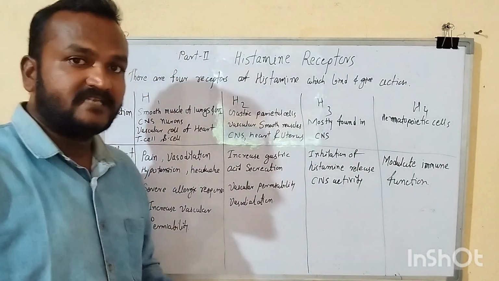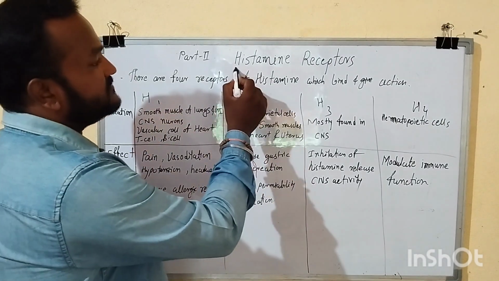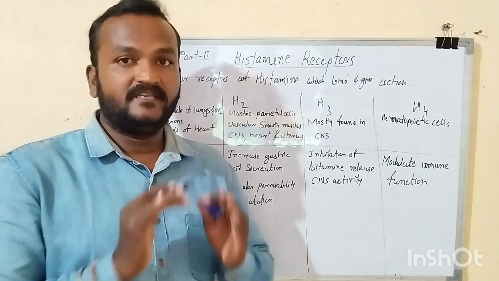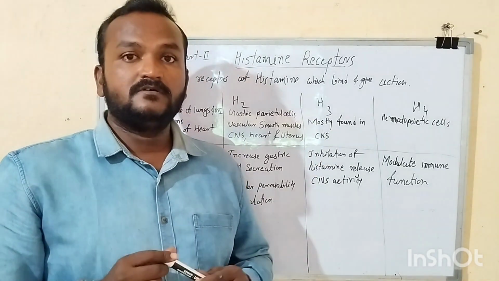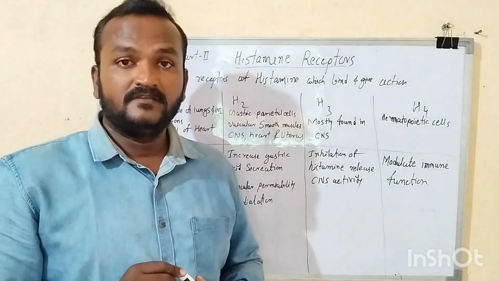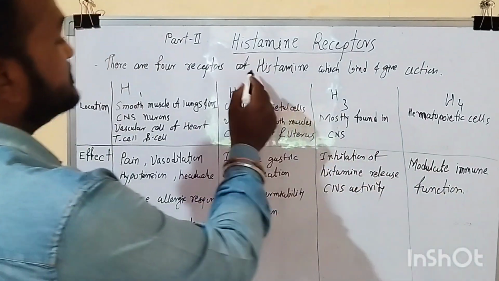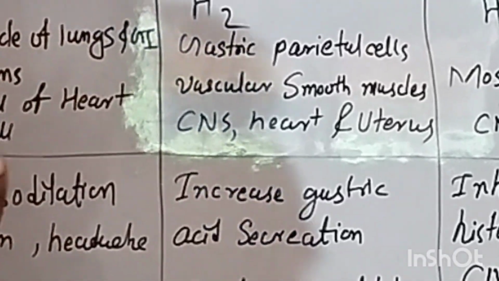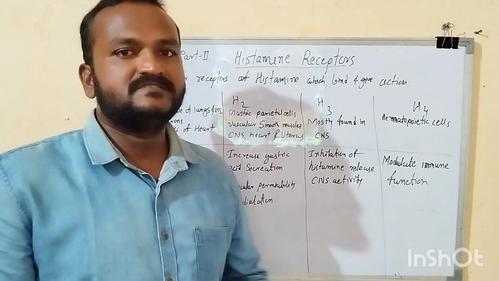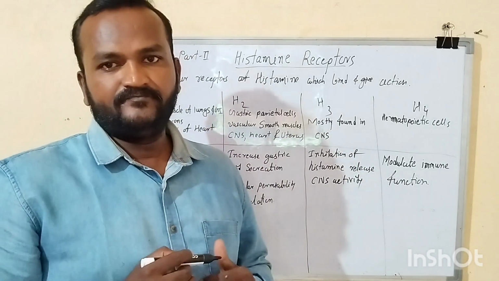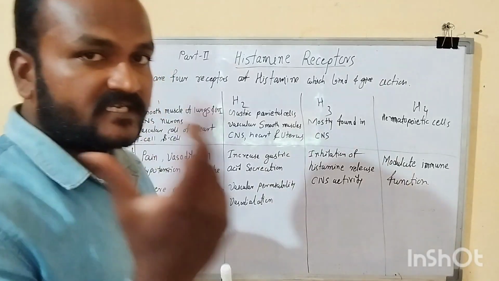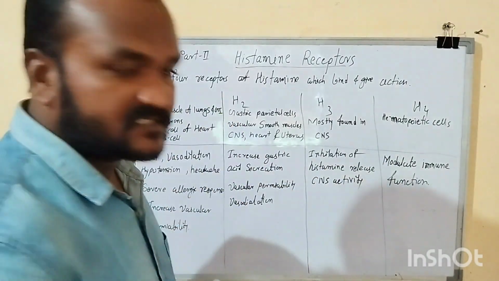So the next part, part 2, is the histaminic receptors. What are the receptors present for histamine? There are 4 types of receptors which bind histamine and give actions accordingly, according to their actions. So what are those receptors?